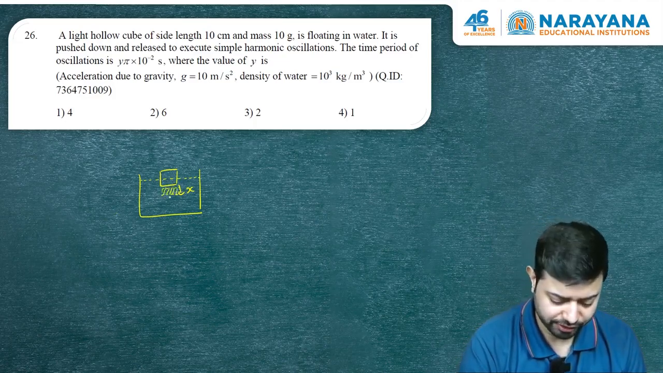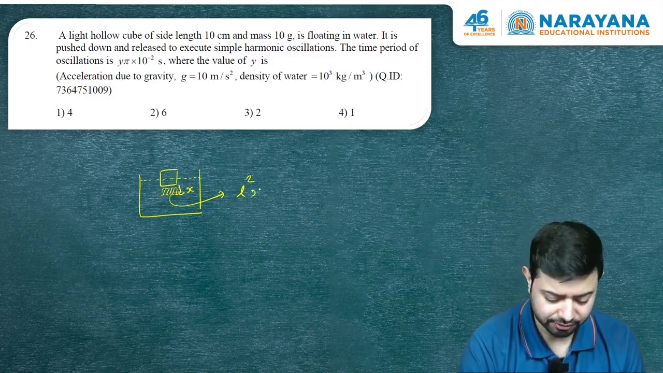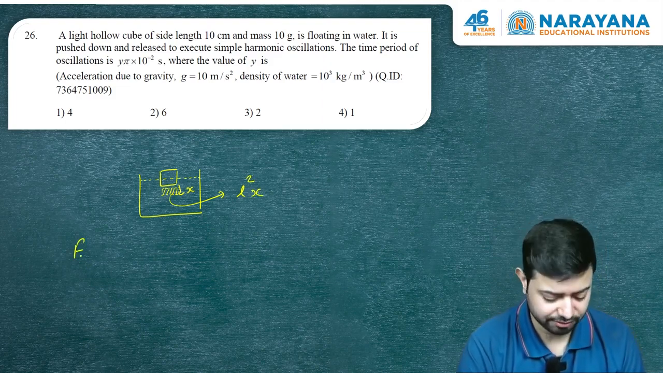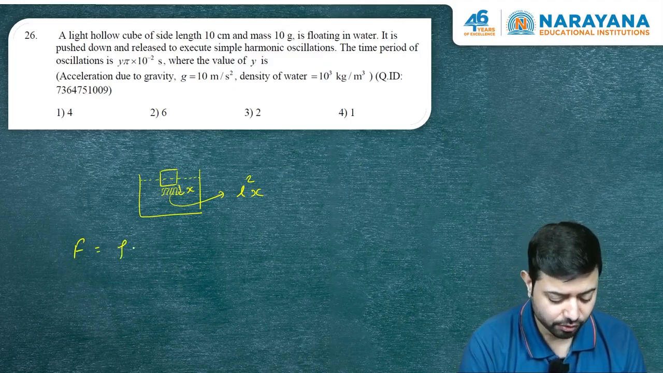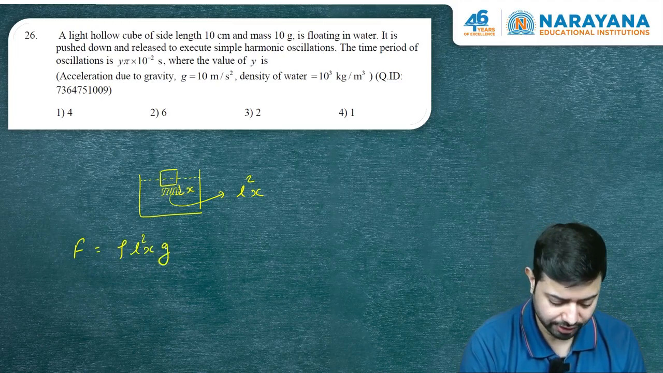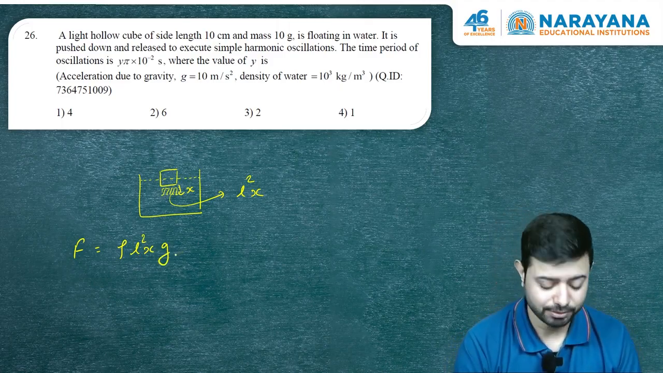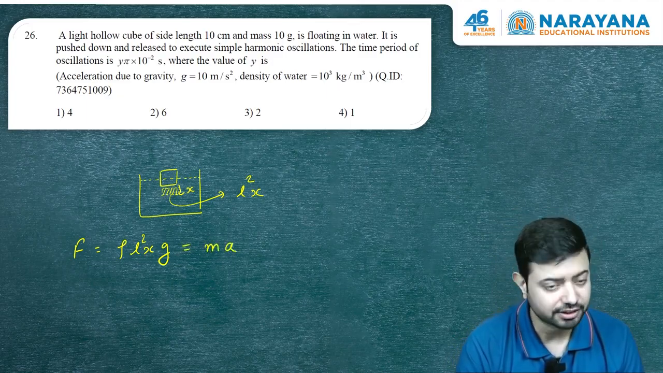What is this volume? Very simple. If the side length of the cube is, let us say, L, then what is the volume of this portion? It will be L square, the area of the base, into that height, which is x. So, what is the extra force that is generated because of that buoyancy? We know the formula of it: density of the liquid into volume displaced, that is rho L square x into g. This is the force. Now, this force will be the net force on that particular object, and we know the net force as per Newton's second law is mass into acceleration, correct.